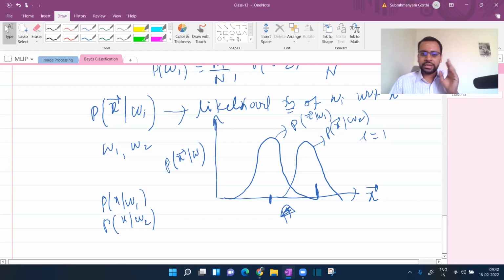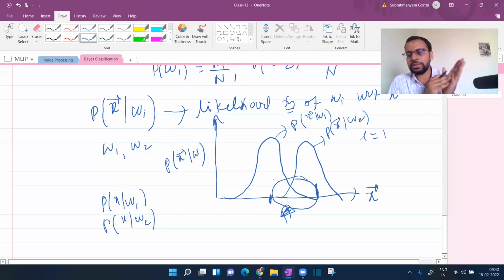And as you could see here, there could always be an overlap between two Gaussian distributions.